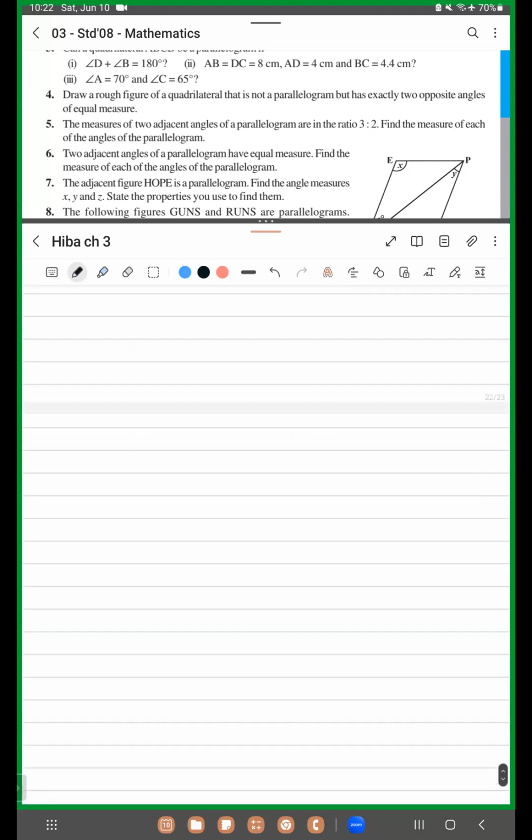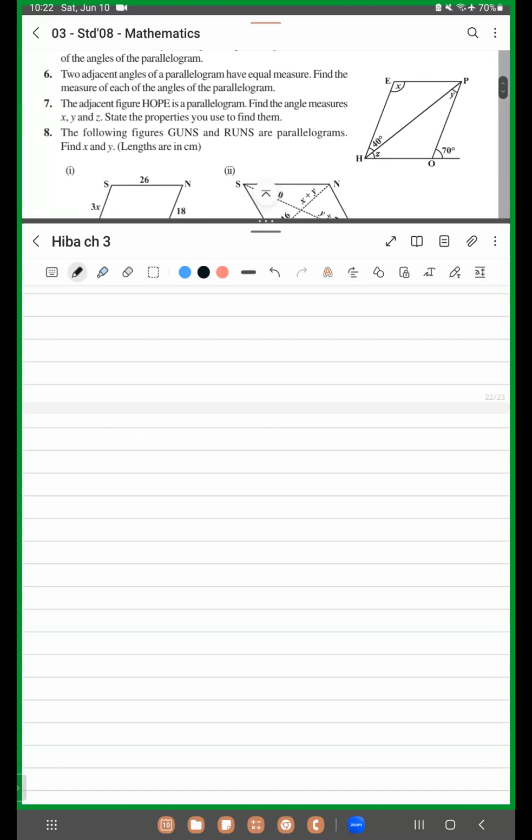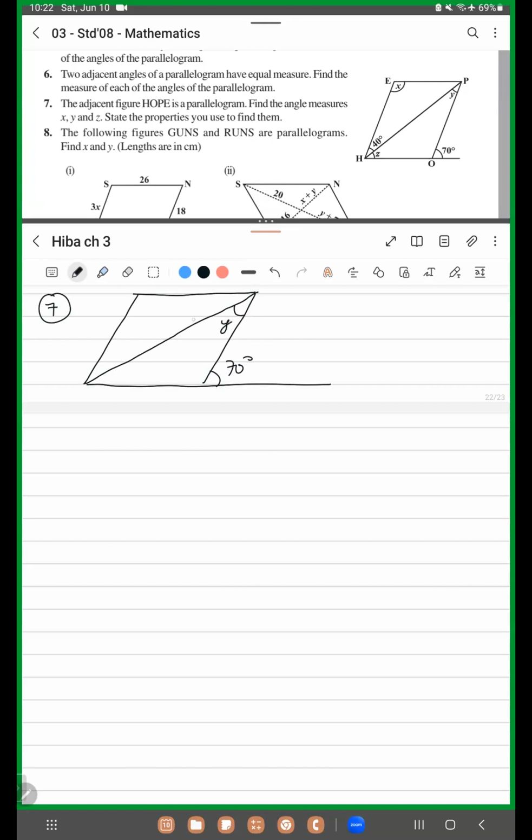And then, now let's do the seventh question. The adjacent figure HOPE is a parallelogram. Find the angle measures X, Y, and Z. Say the properties you use to find them. Okay. So I'm making the figure. You also make the figure.